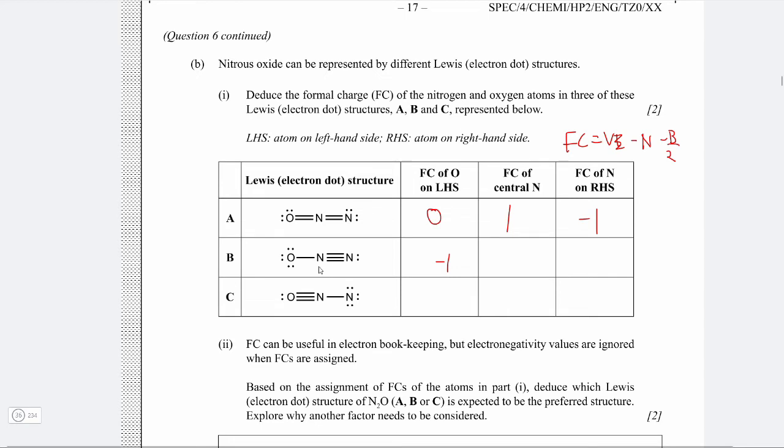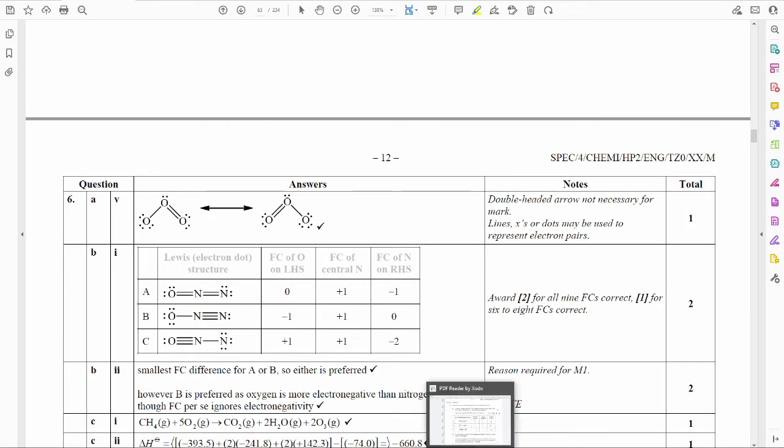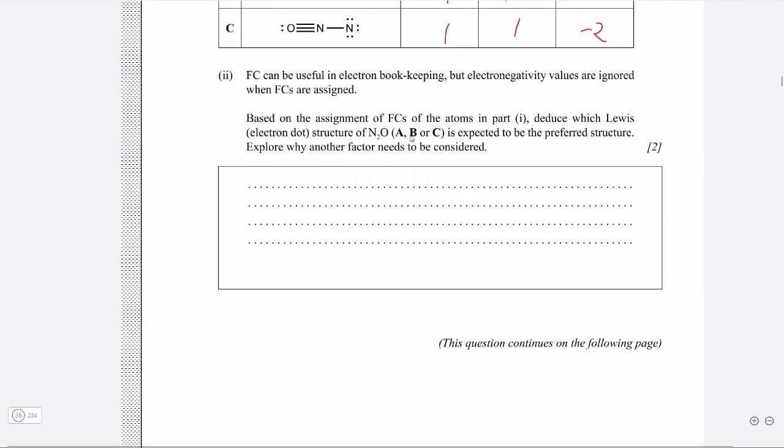You have 5, take away 4, so 1. 5, take away 2, take away 3, 0. Here, 6, take away 2, take away 3, so plus 1. 5 minus 4, 1. And 5 minus 6 minus 1, so minus 2. So that should be the formal charges. 1, minus 1, 0. 1, 1, 2, yeah. Great.